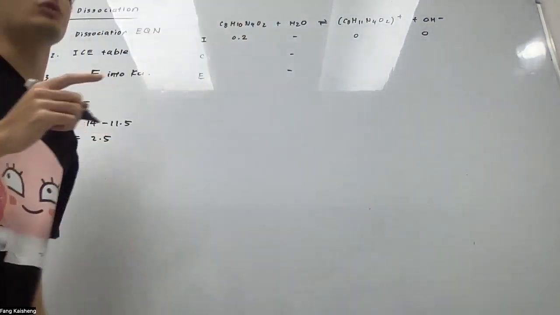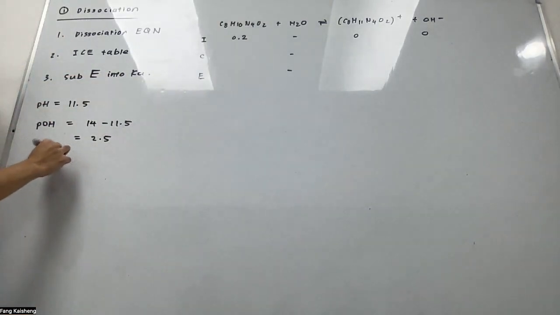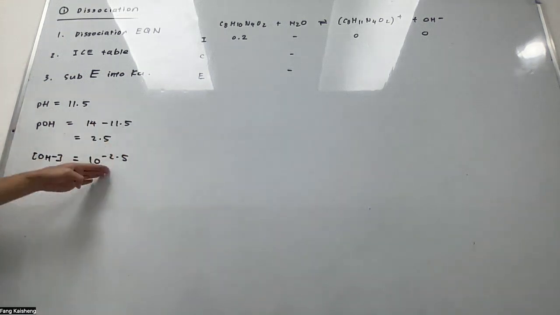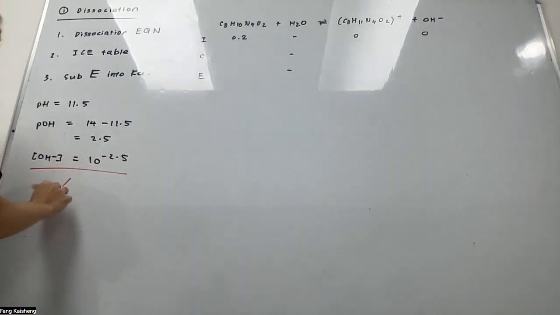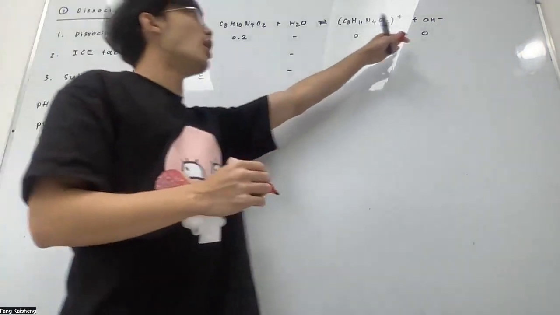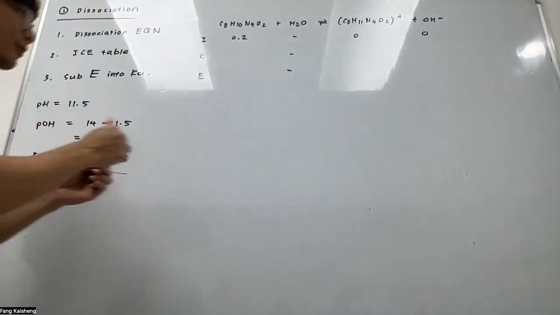Can I find the concentration of OH minus? How do I find concentration? 10 to the power of negative 2.5. You can calculate that, or I can just leave it like that first. Can you guys see that this is the concentration of OH minus at equilibrium? It's after the dissociation, because at the start, you do not have any OH minus. After the dissociation, it is this value over here.